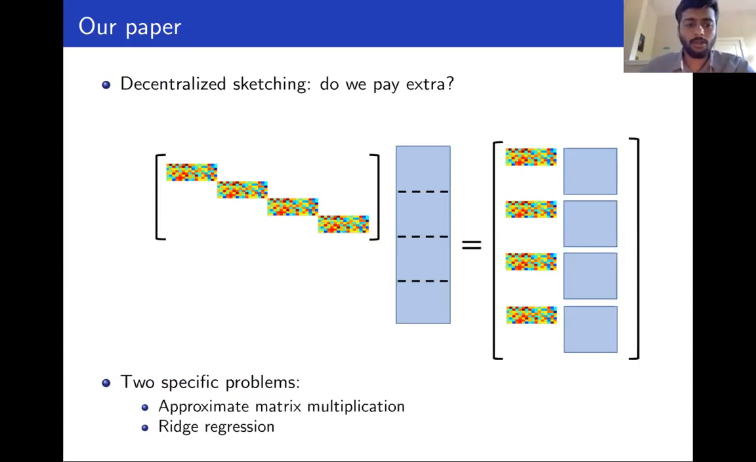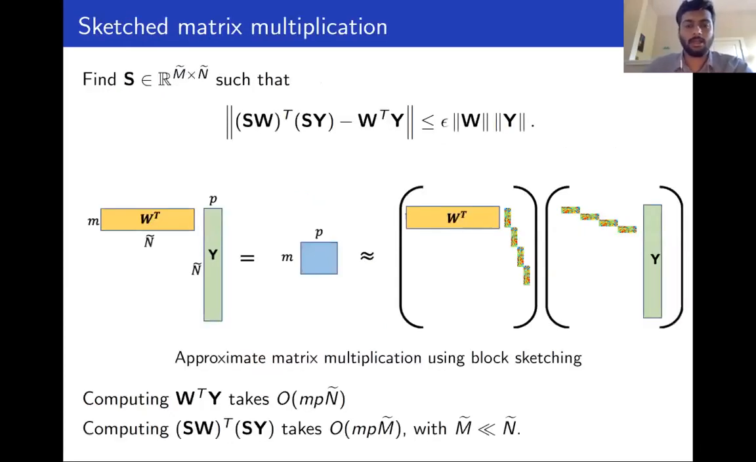Okay, so now let's dive into the first problem, which is approximate matrix computation. It will start to get a bit more technical from here, so please feel free to stop me and ask questions. Let's assume that we have two very tall matrices, W and Y. Both have a common height of n tilde, and W has a width of m, and Y has a width of p. And the task is to just compute W transpose Y, which is going to be this small matrix, m cross p.